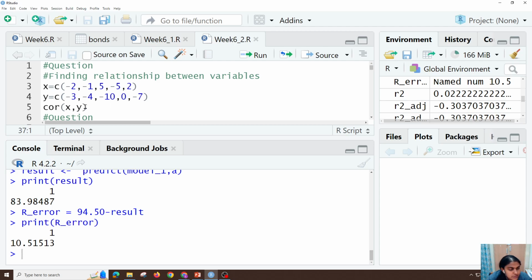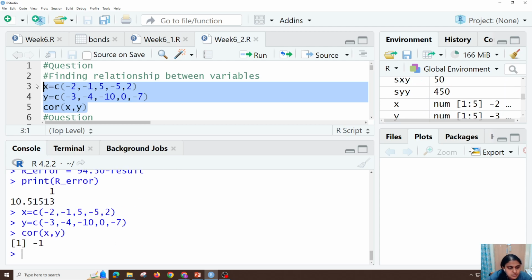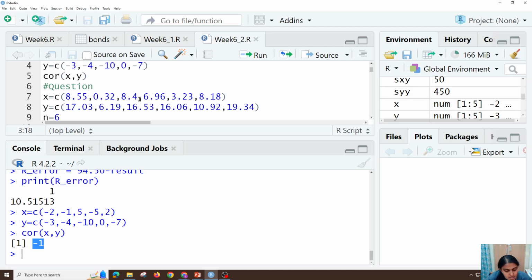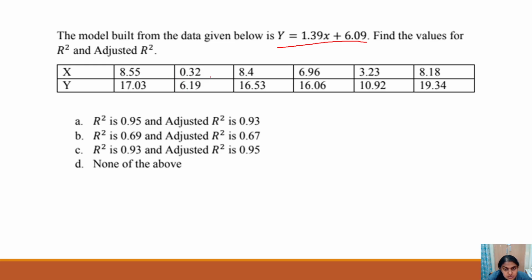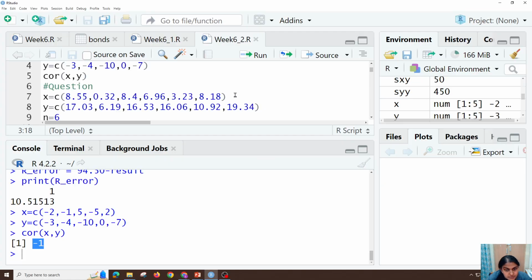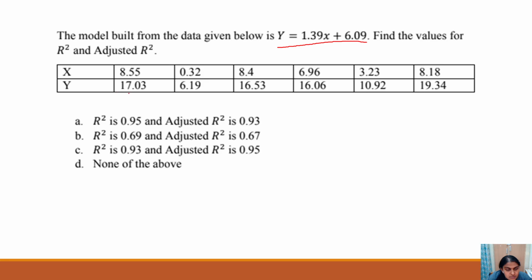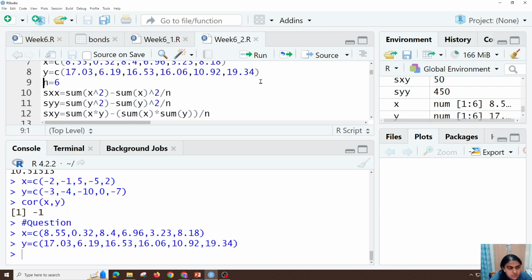Correlation we had already seen. If I do correlation of x and y on these two sets of values, I get a very strong negative correlation, so they are very strongly negatively related. Anyway, moving on to the present question, I have the set of points 8.55, 0.32, 8.4, 6.96, and so on. I give these as a list and store them in x, and the y values 17.03, 6.19 and so on I store in y.